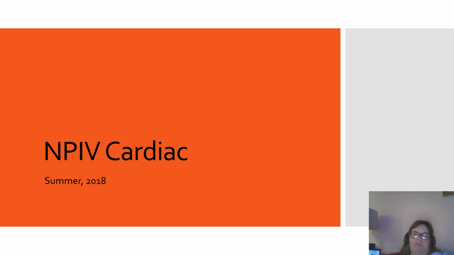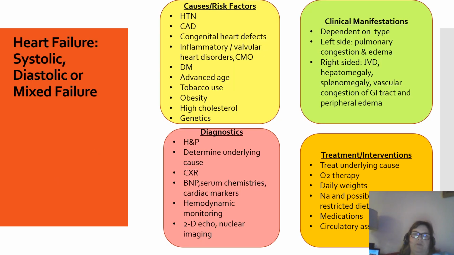This one's going to focus on heart failure and valves. So heart failure is described as systolic, diastolic, or can be both, or mixed. Systolic failure is caused by an impaired contractility, increased afterload, valvular heart disease. The left ventricle is unable to generate enough pressure to eject blood forward through the aorta. The left ventricle becomes dilated and hypertrophied. Hallmark sign of it is decreased ejection fraction.